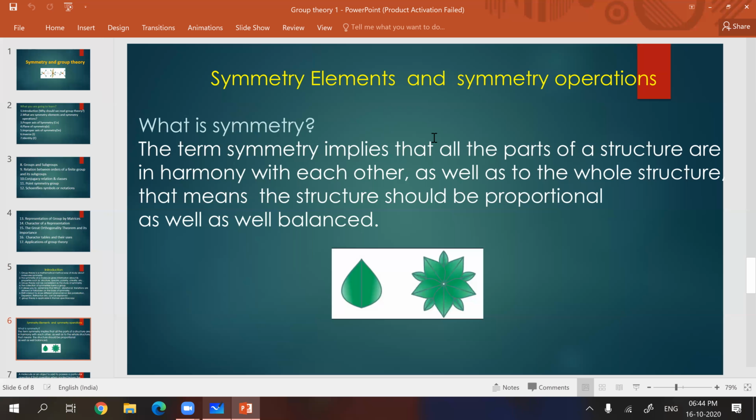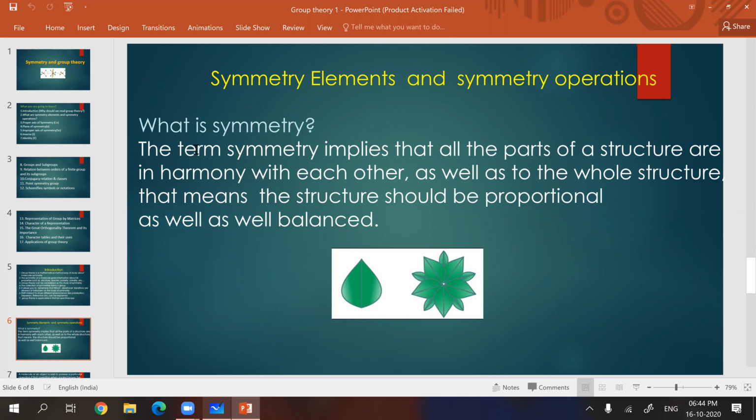Coming to the introduction part, next is symmetry elements and symmetry operations. In this video, we are going to read about symmetry elements and symmetry operations. In the next video, we'll discuss symmetry elements one by one. First, in the next video, I'm going to explain the proper axis of symmetry.